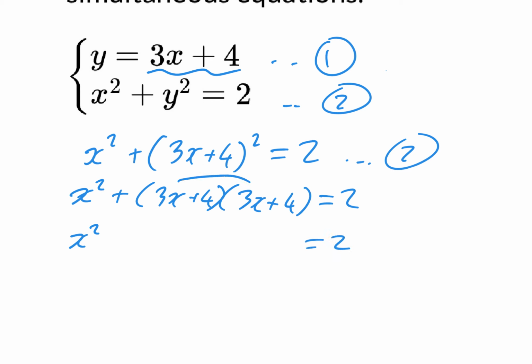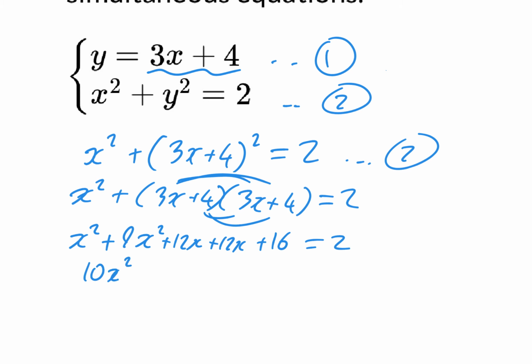3x times 3x. 3 times 3 is 9. X times x is x squared. Then you've got 3x times 4 is going to be 12x. You've got 4 times 3x is 12x. You've got 4 times 4, which is 16. Tidy up time, so just bring it all together. On the left-hand side, you'll have 10x squared plus 24x plus 16. This 2 here comes across, and then it takes away. So 16 minus 2 is going to be just plus 14 is equal to 0.